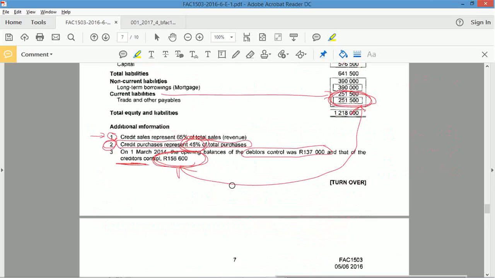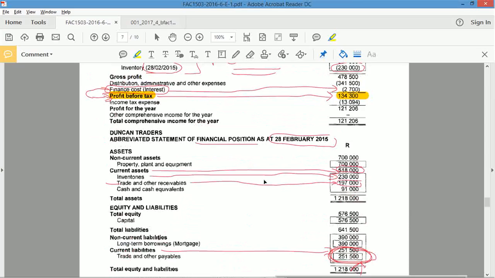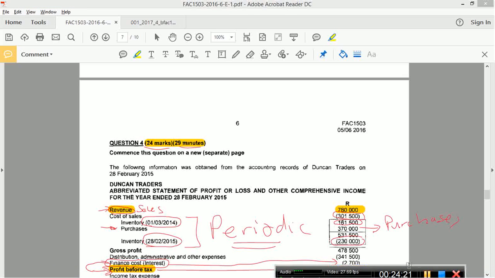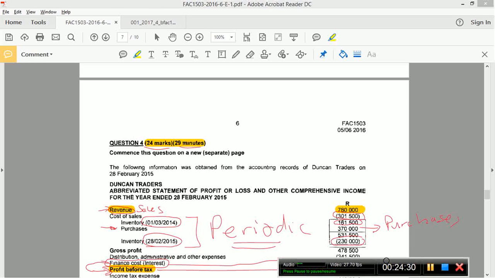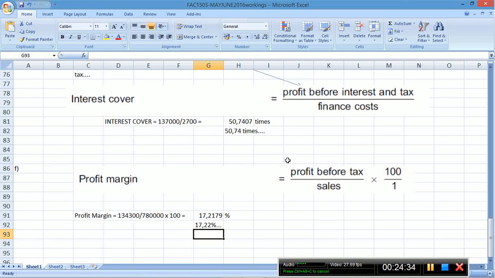How much was question 4 out of? 24 marks. It was supposed to take us 29 minutes. How long did it take us to do? It took us 24 minutes, and that's even with explanation. We've got another 5 minutes now that we can spend on another question. Happy with question 4? That's how you approach it. That's what you need to do. That's exam technique.